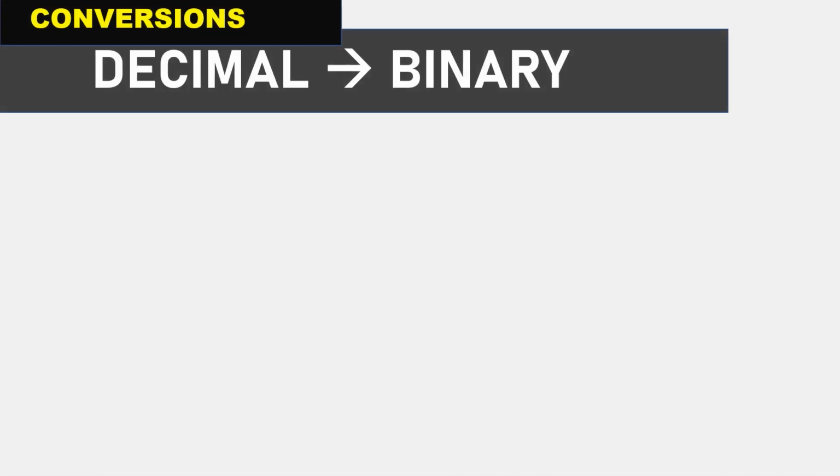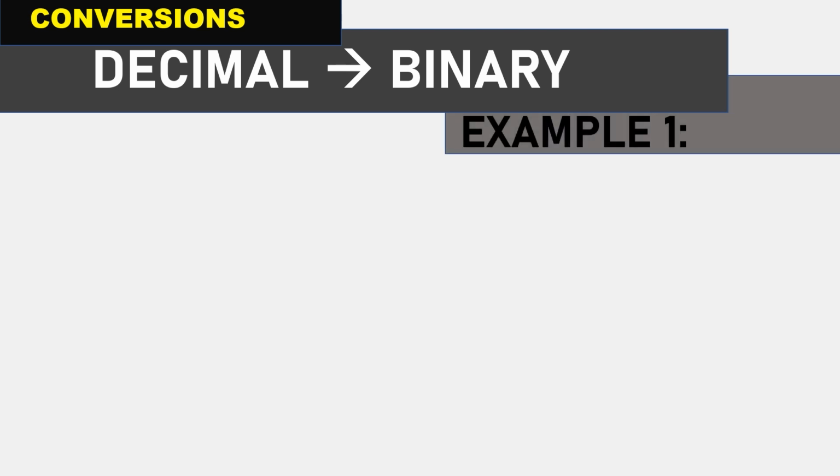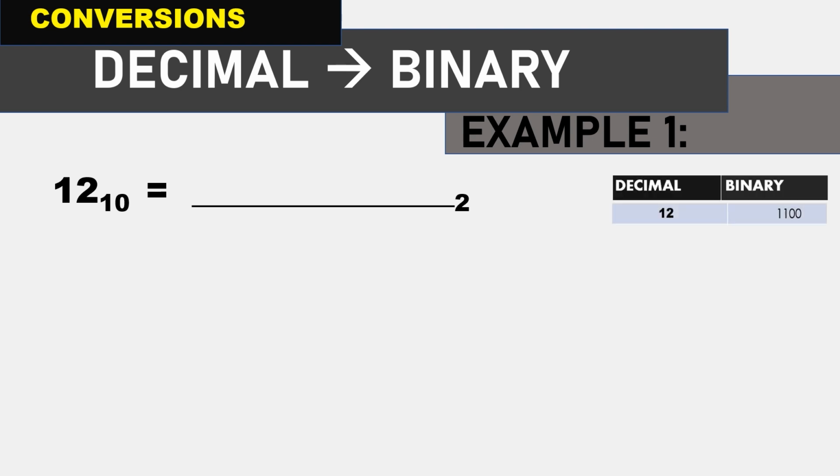Okay, next we have the reverse, which is decimal to binary. So we have here example number 1. The given is 12 and the base is 10. To express that, the given in decimal is equal now to blank base 2. That means base 2, we're going to convert it to binary. Okay, so if we look at the table, 12 is 1100 in binary. So we have that on the table. So we're going to prove if it is true.